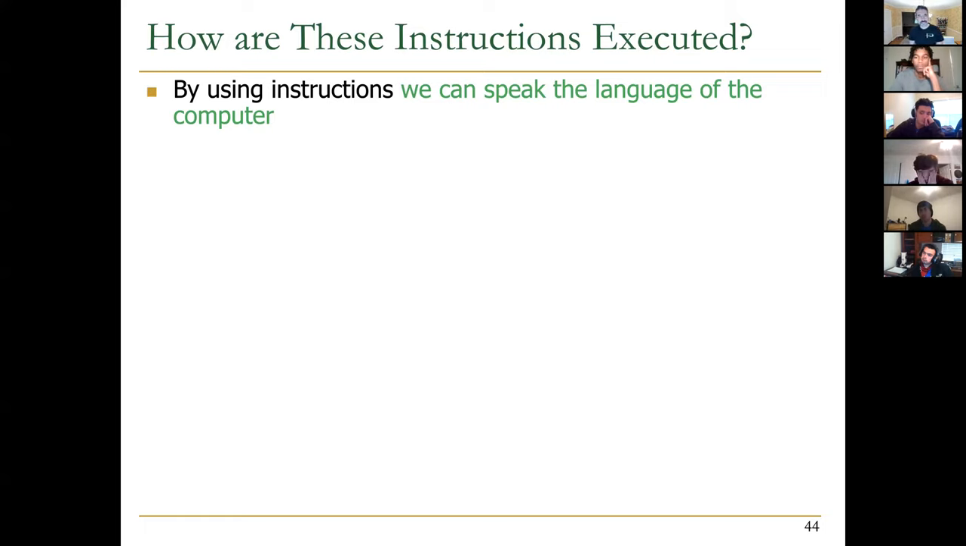Today, the plan is to understand from the execution perspective. When you tell the computer a particular instruction like add or load word, how does this really get executed on the machine, which is a bunch of logic gates? So today the plan is to go deeper and understand what really happens on the computer when we execute them.